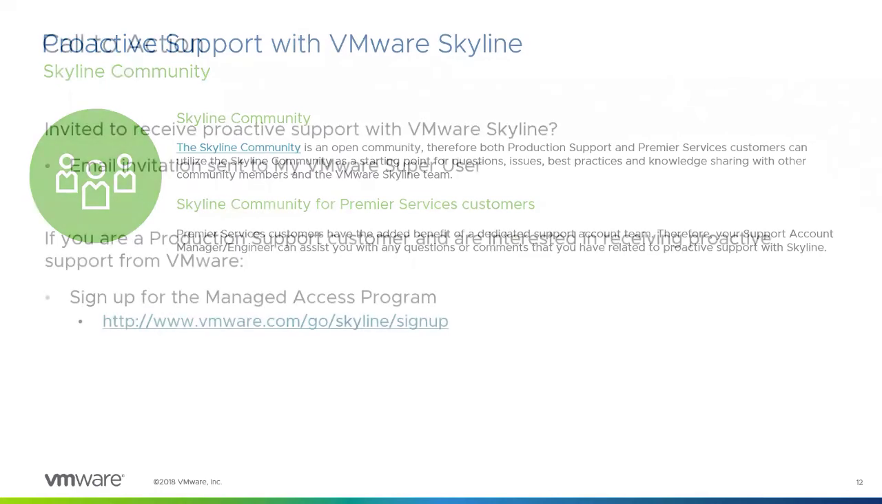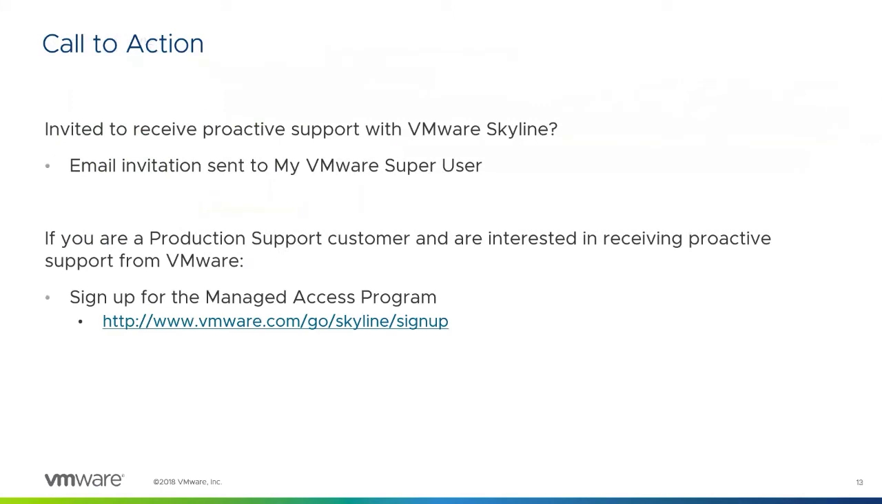And the next slide really talks about what is the call to action, right? How do you get access to this? There's two ways. One is you might have already received an email invitation to basically the super user, the My VMware account. And if that is the case, then that means you're already invited to be part of the Skyline customer group. So just follow the instructions there to sign up.